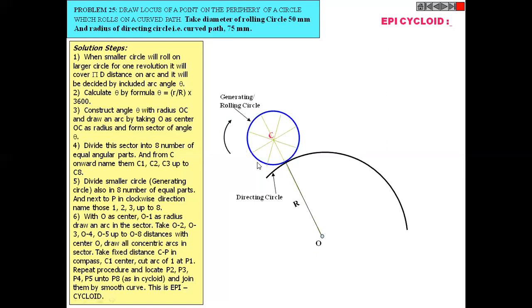Then divide this circle into 8 or 12 equal parts. Give the number of the division. Mark the position of point P initially on this diagonal. Then draw the arc from different division and O as a center.